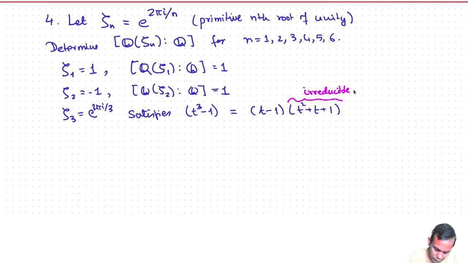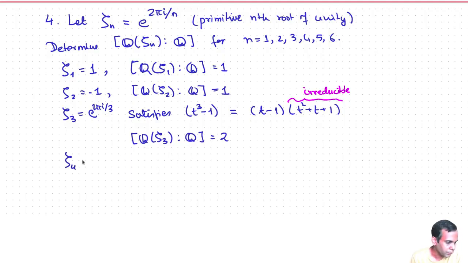And it is satisfied and vanishes at zeta 3. So what we get is that [Q(zeta 3) : Q] is just 2. This is the irreducible polynomial.